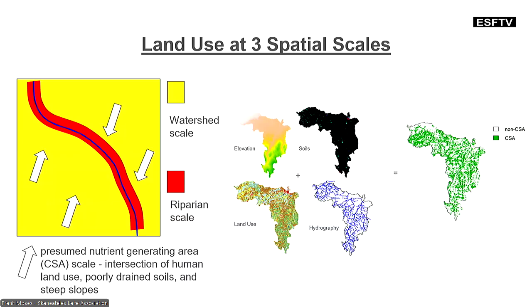And then on the right of the slide, there are four data layers. So there's elevation, soils, land use, and hydrography. And these were the four data layers that allowed me to determine land use at these spatial scales.